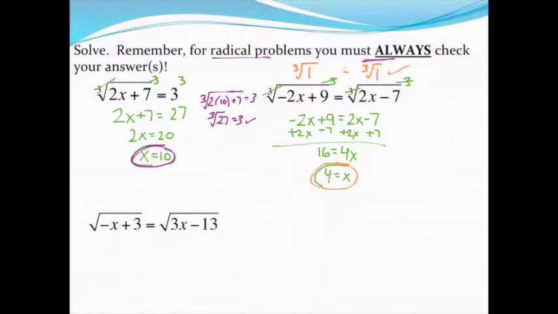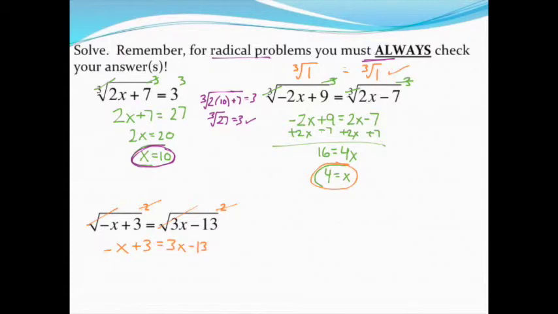Alright, let's take a look at one more on this screen, and since I've been talking all about solutions that don't work, you can probably guess what's going to happen this time. The square root is alone on either side, so I'll start just by squaring both sides, or once again, just get rid of it. It's the same thing on both sides. So I get negative x plus 3 is equal to 3x minus 13.